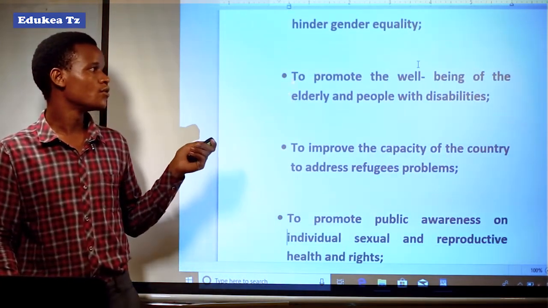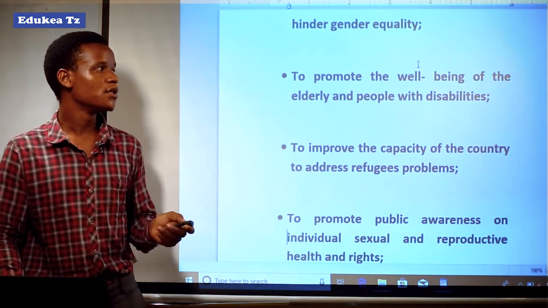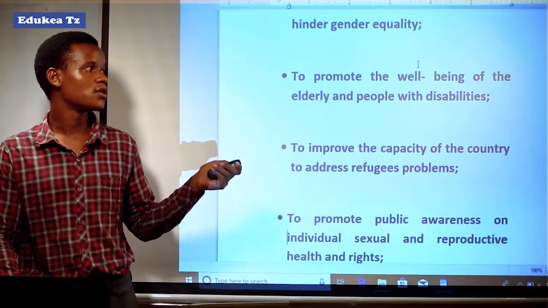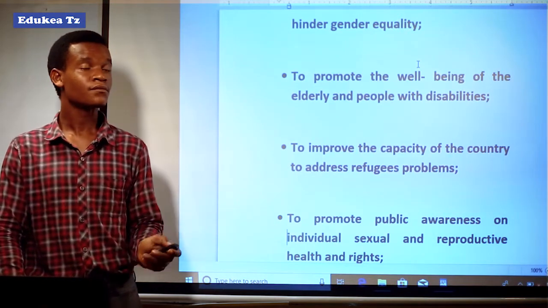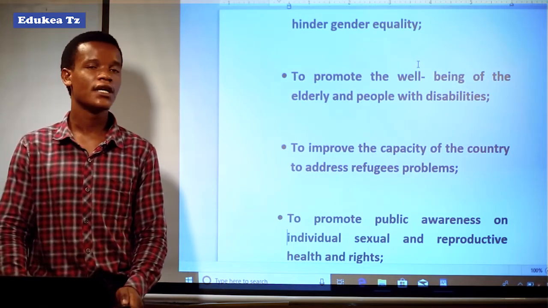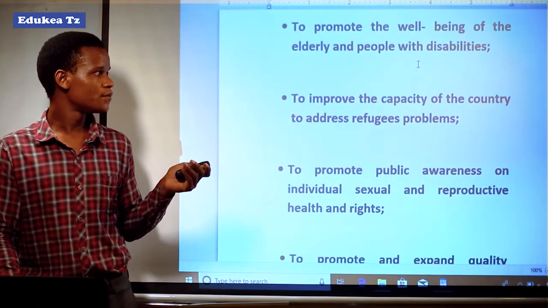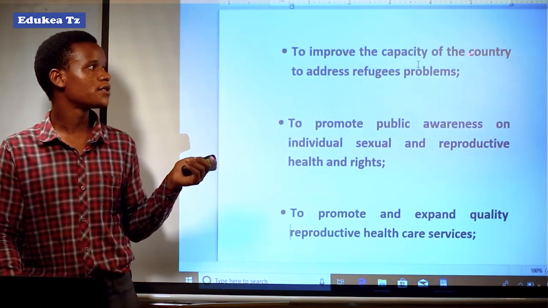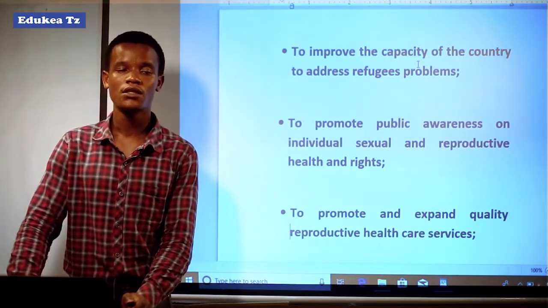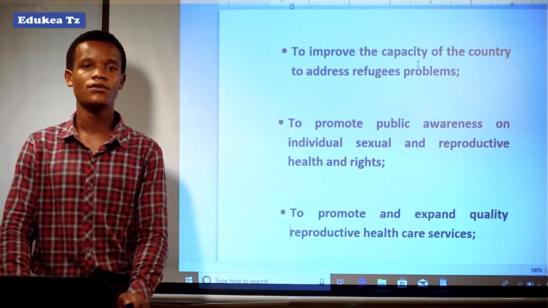Another point is to promote the well-being of the elderly and people with disabilities. Here we are going to see those people who are in special groups, especially those with disabilities. Through promoting these policies, the government will promote the well-being of the elderly and people with disabilities. Another objective is to improve the capacity of the country to address refugee problems. They also put these policies in place in order to address the refugee problem.